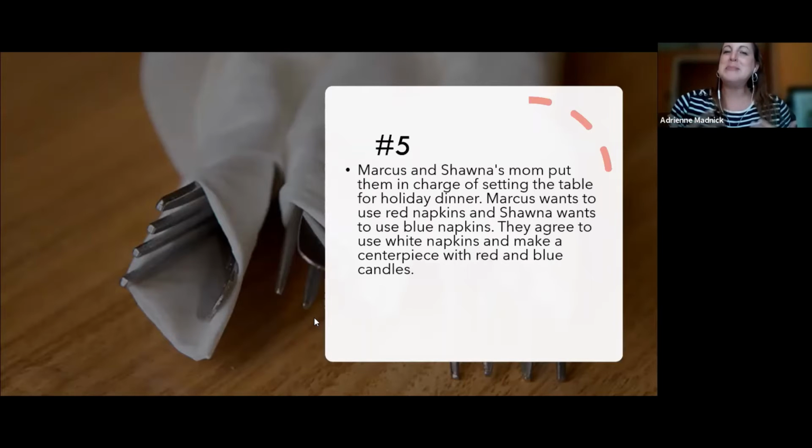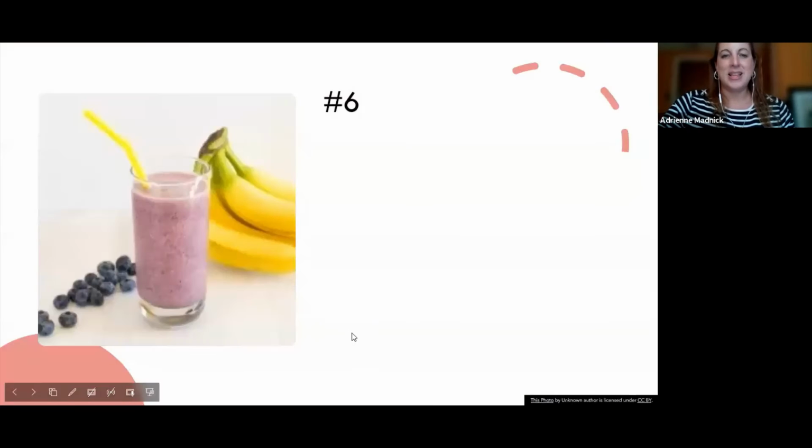Sometimes it's important to that person. So they compromise. Well, yeah, not compromise. They win-win because they actually created something that they would never even have thought of, and it made it even better with the centerpiece. So it's a win-win for everybody. All right, and the last one.